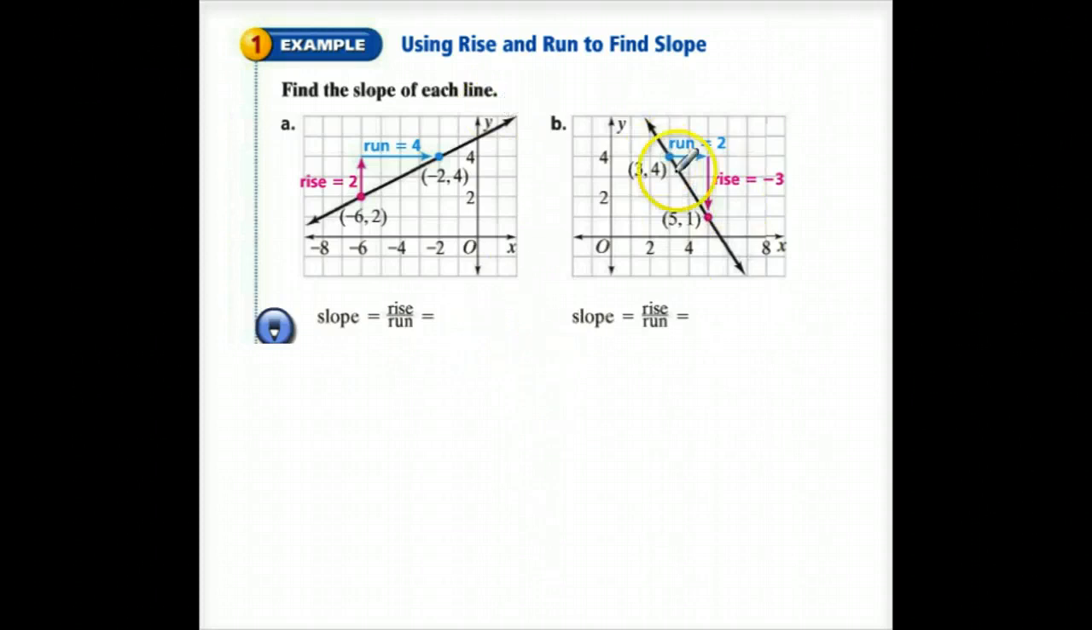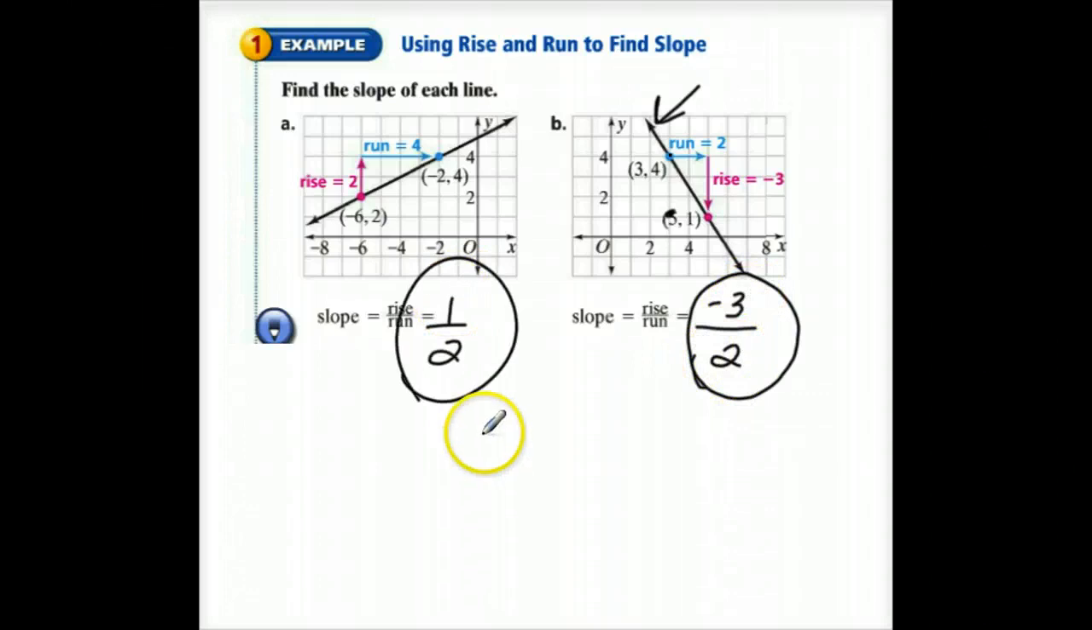Alright, example B. Found 2 nice points again. Pick one. Now remember, don't go over first. You want to do the rise. In this case, we're not rising, we're actually rising down. So we need to go down 1, 2, 3. Because I went down 3, that's a negative rise. So I'm right here. Now to get over to my pink point, I need to go over to the right, so it's positive 1, 2. This is simplified. My slope of this line is -3/2.